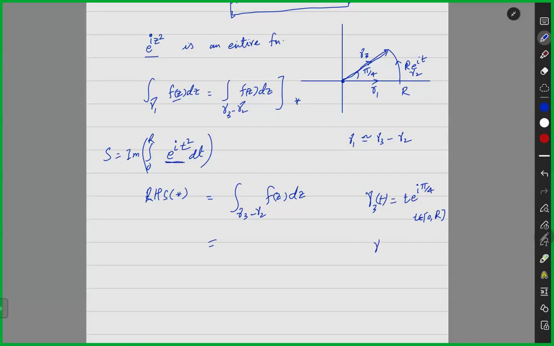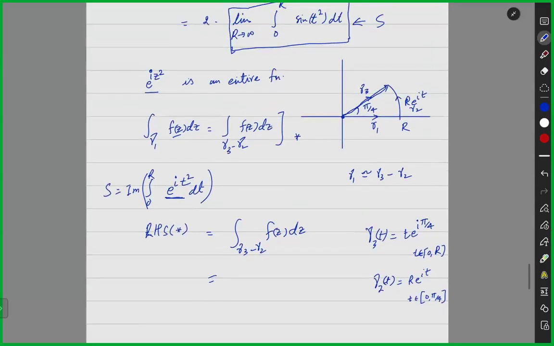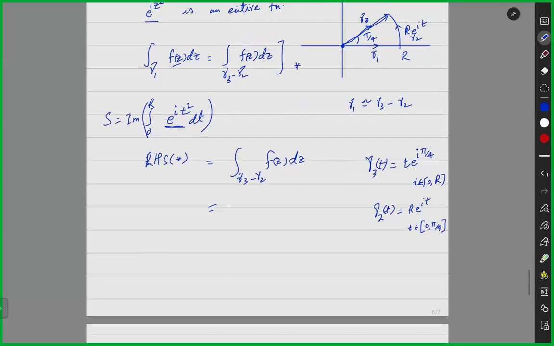So what is gamma 2 of t? Gamma 2 of t is r e power I t, where t is running from 0 to pi by 4. Fine. Now we are going to write our things explicitly.